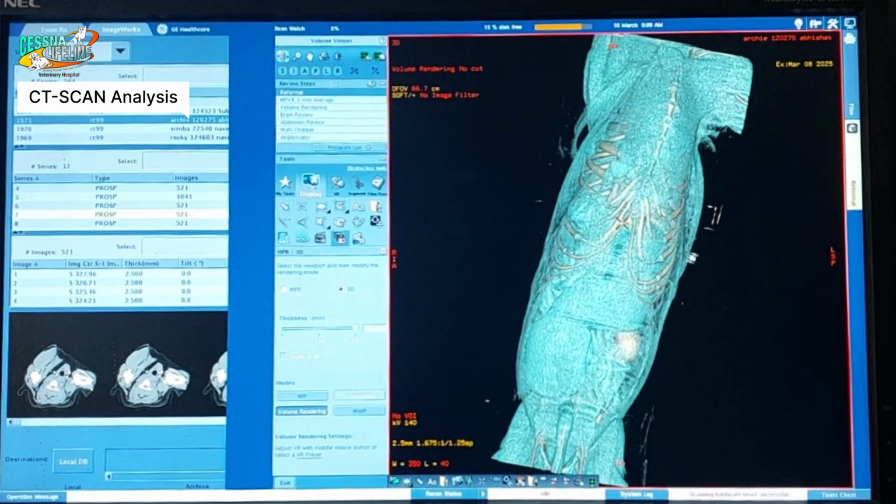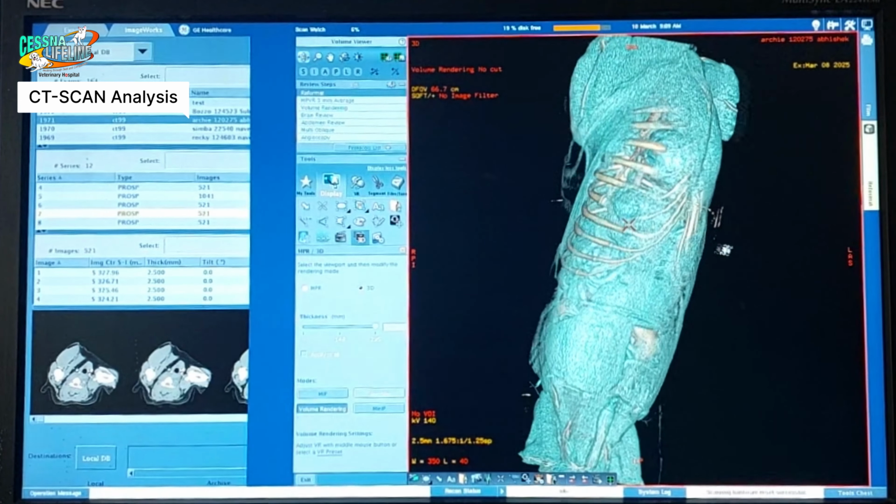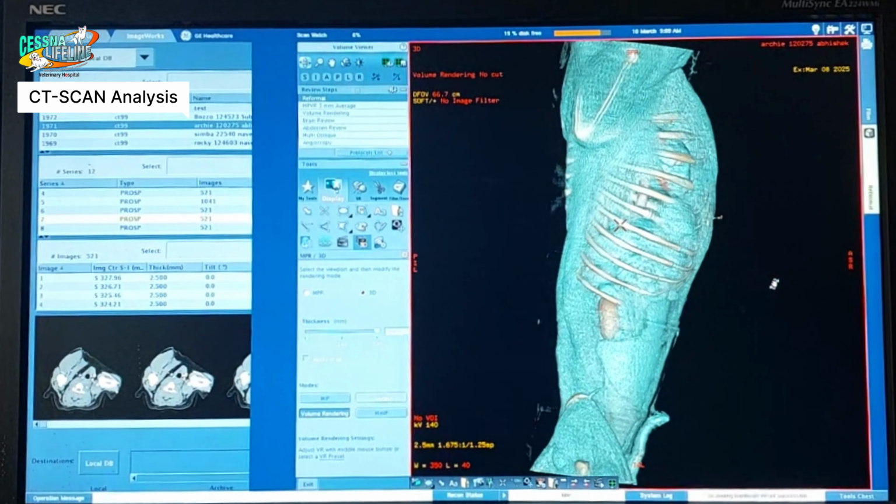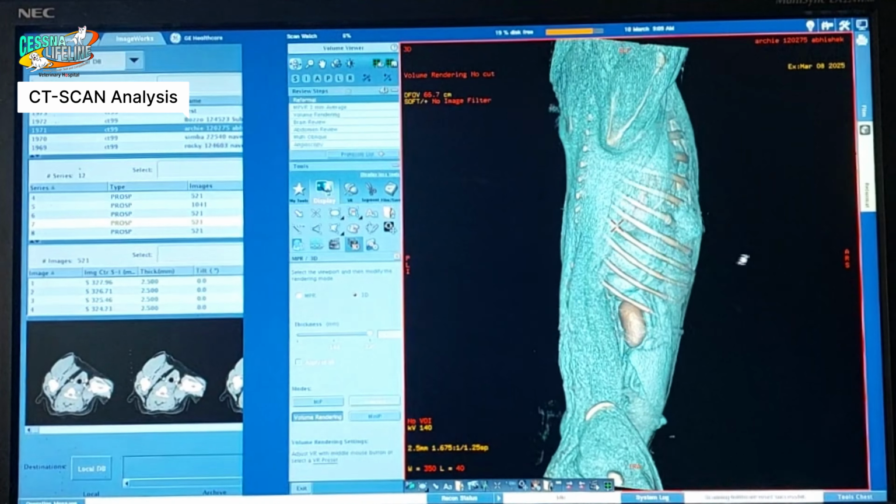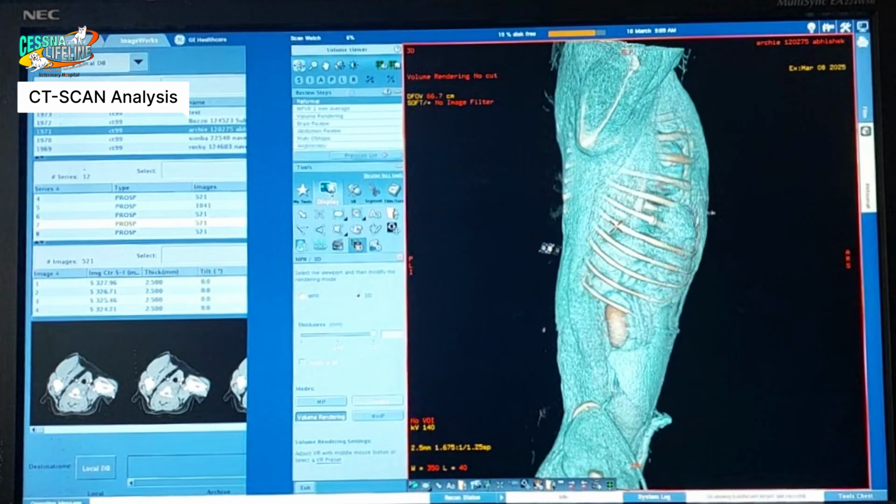So this is about this surgery, how we are going to plan it. In some time we are starting this surgery, and I'll put both of these things on YouTube. You can see that.